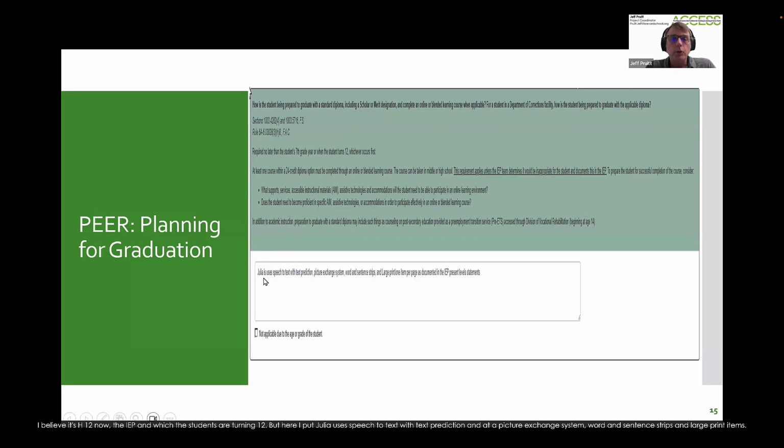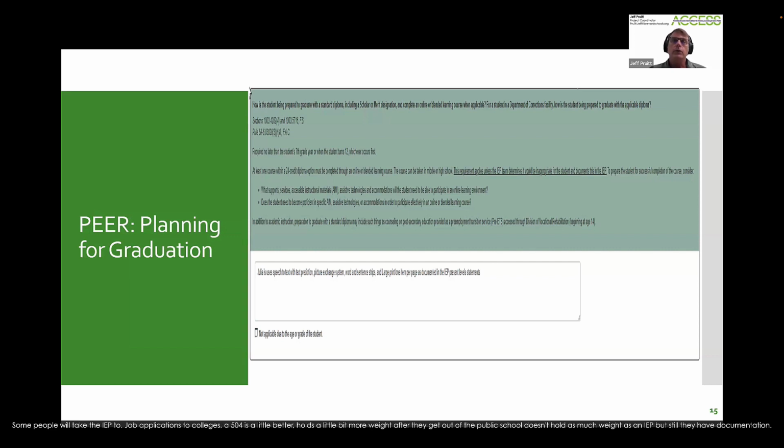But here I put Julia uses speech to text with text prediction and a picture exchange system, word and sentence strips, and large print items as documented on the IEP. So it says, in addition to academic instruction, preparation to graduate with a standard diploma, access to what other things might be needed. So I just listed some assistive devices or assistive tech that might be needed as that student goes forward.